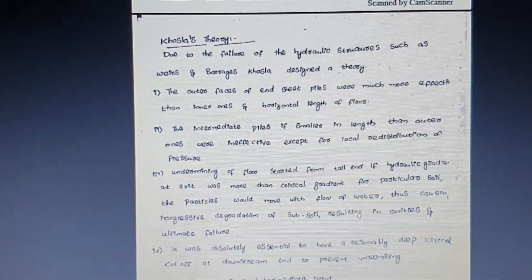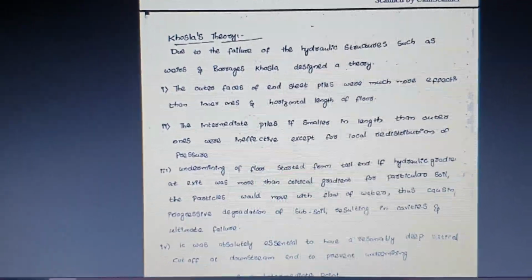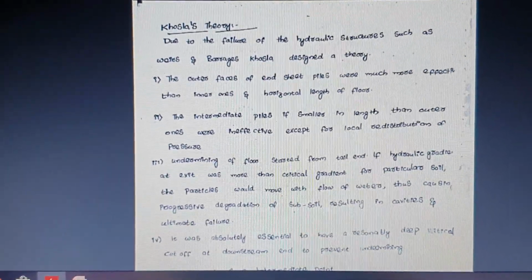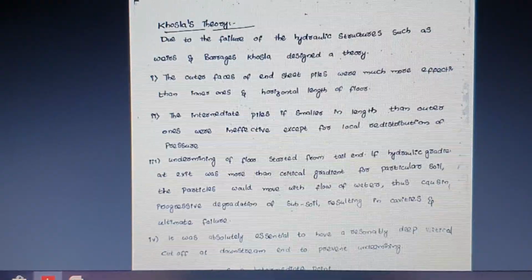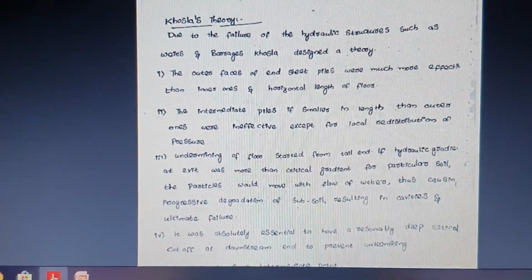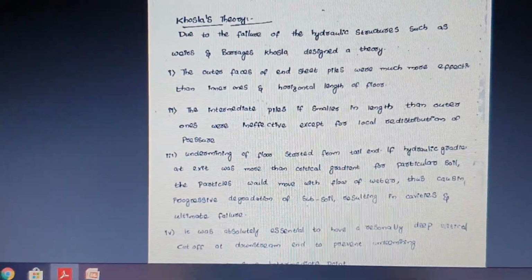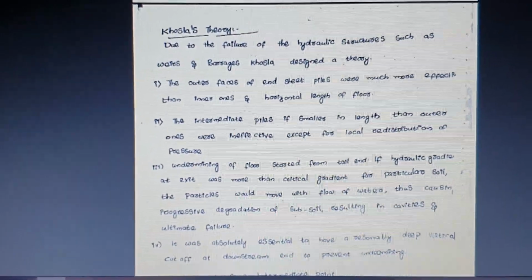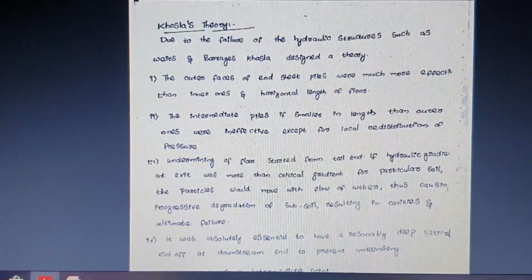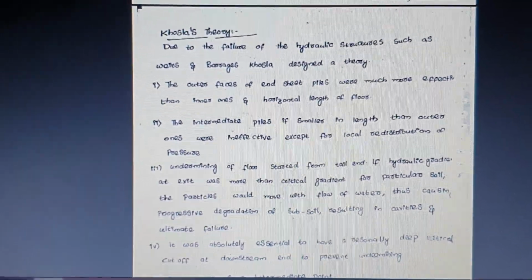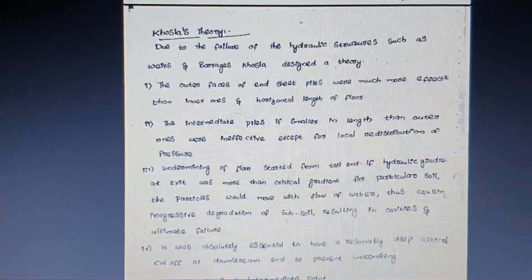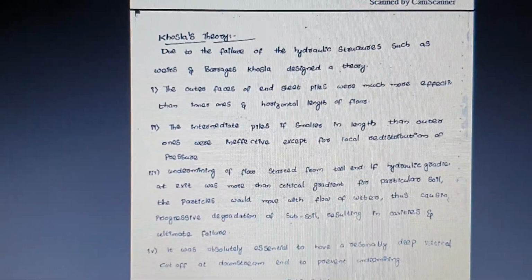The consideration he has taken is that the outer faces of the end sheet piles should be much more effective than the inner ones or the horizontal length of the floor. That is the first consideration. And the next one, the intermediate piles, if smaller in length than the outer ones, will have an equal distribution of the load.